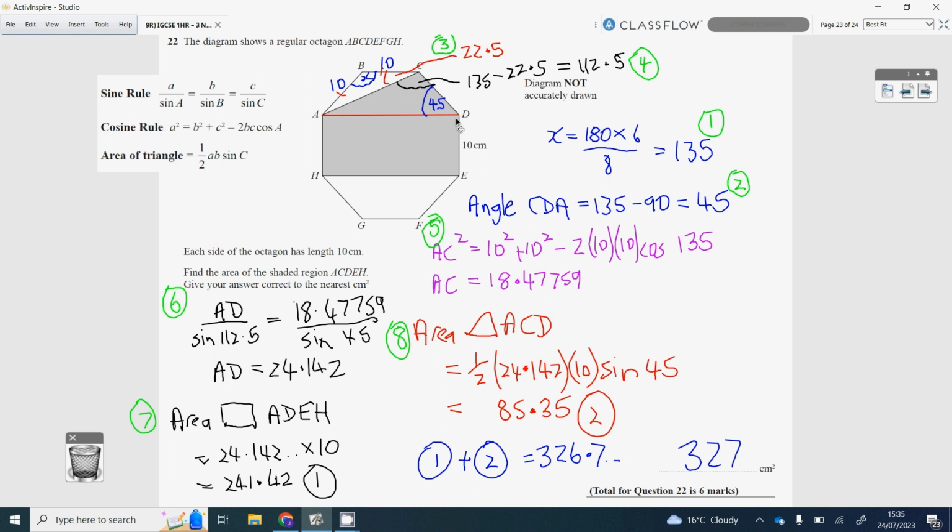Now obviously once I know AD, I can now work out the area of the rectangle being base times height. So base of 24.142 times the height of 10 gives me the area of the rectangle ADEH being 241.42.